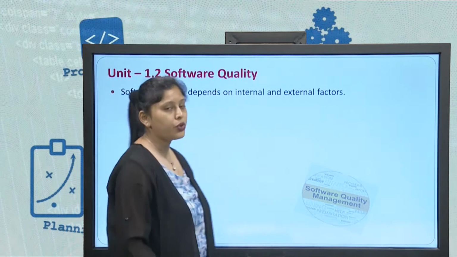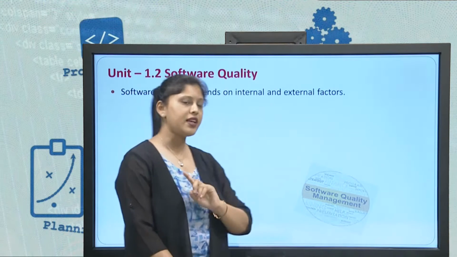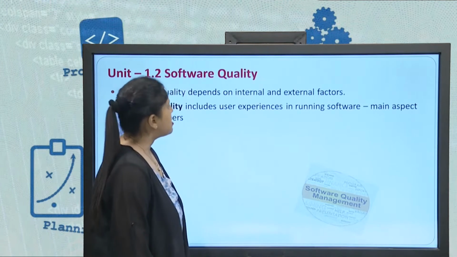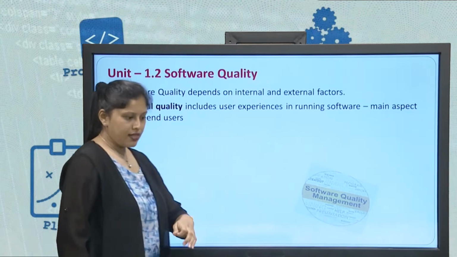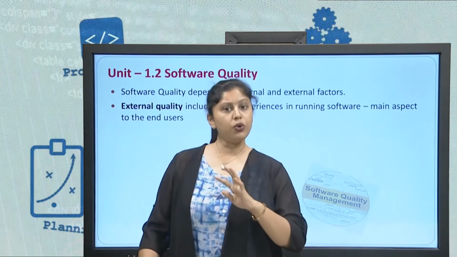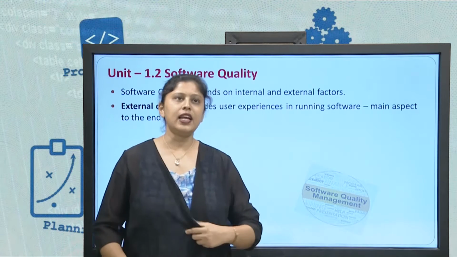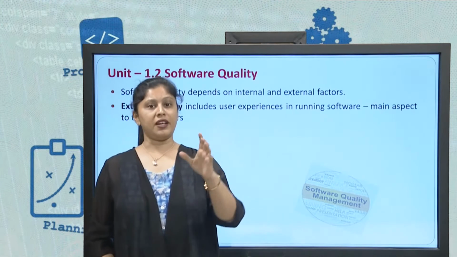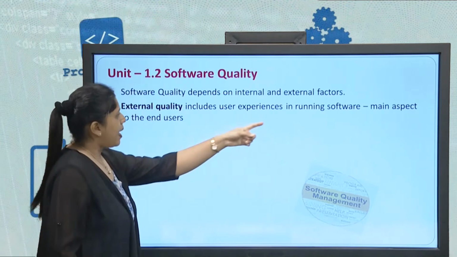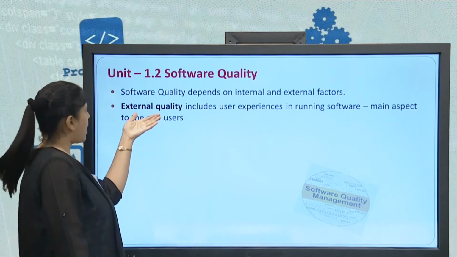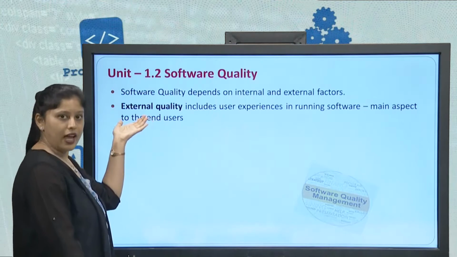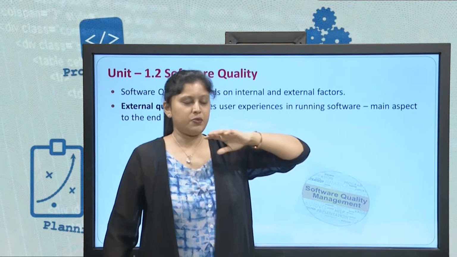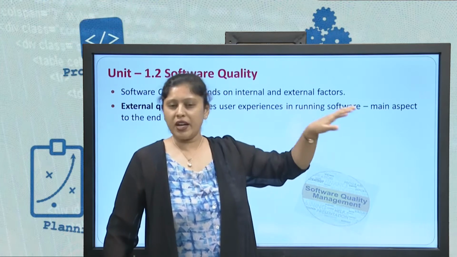So, similarly my software quality also depends on two kinds of factors, internal factors and external. Let us see what are those. External quality includes user experiences in running the software, all right. So, in this my end users are included who run this software, all right, and they say whether this particular software is of a good value, is it giving a better performance, all right. So, external quality is a main aspect to the end users. So my end users, whatever their experiences are, whether experience is good, whether experience is low, whether experience is quite worse, right.